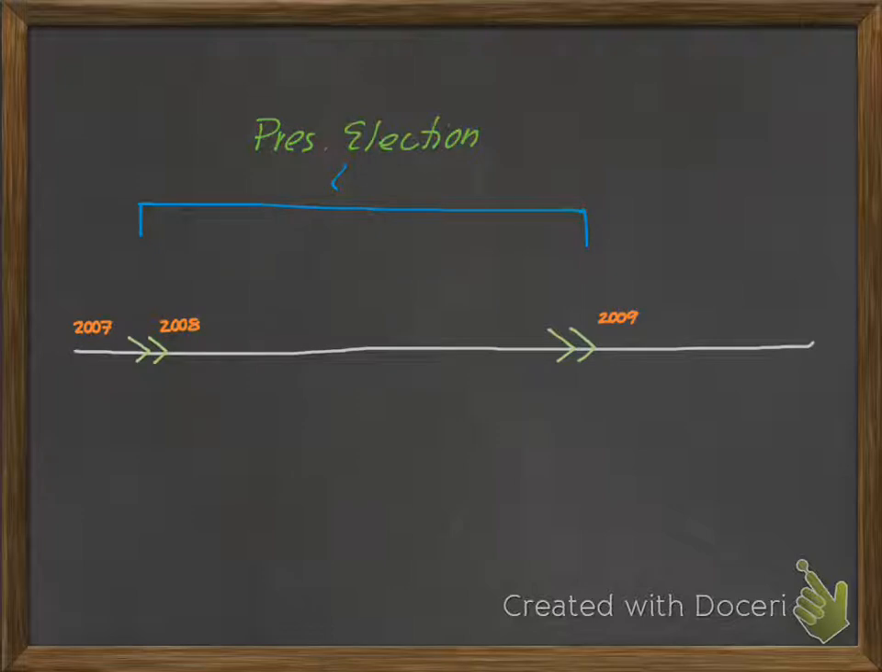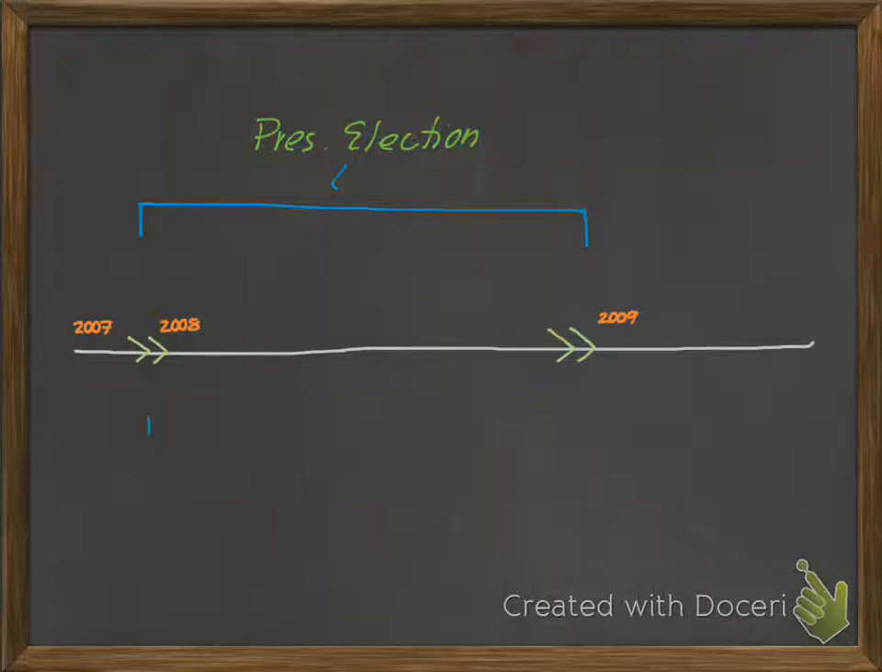What we want to do now for this screencast is break each election down and demonstrate graphically how the primary season and the general election season fit into this. So we're going to take the 2008 presidential election and break it down into its two parts.